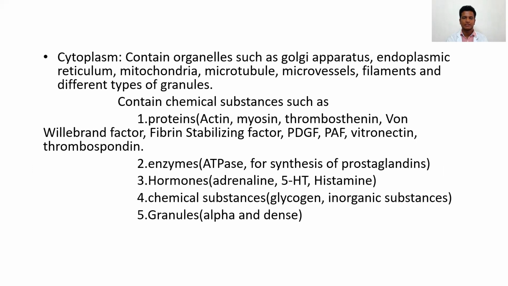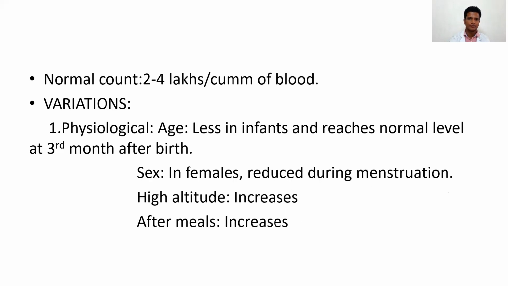It contains chemical substances such as proteins, actin, myosin, thrombosthenin, von Willebrand factor, fibrin stabilizing factor, platelet growth factor, platelet activating factor, vitronectin, thrombospondin, etc. Enzymes: ATPase for synthesis of prostaglandins; hormones: adrenaline, 5-HT and histamine; chemical substances: glycogen; inorganic substances; and granules: alpha and beta granules.